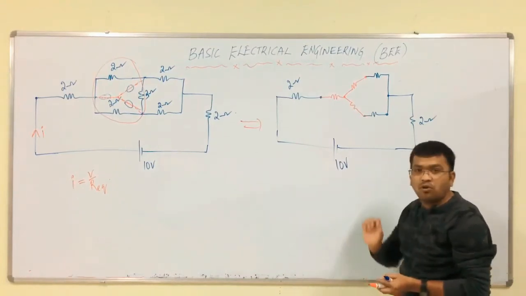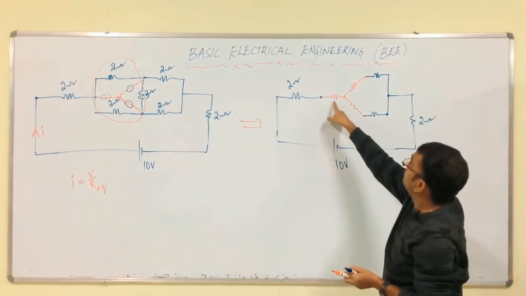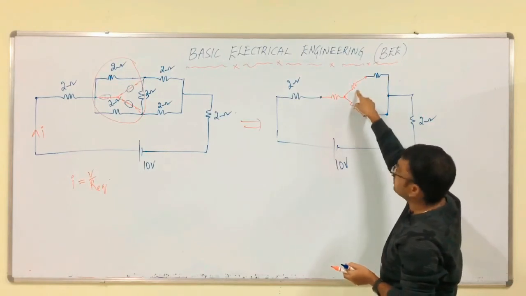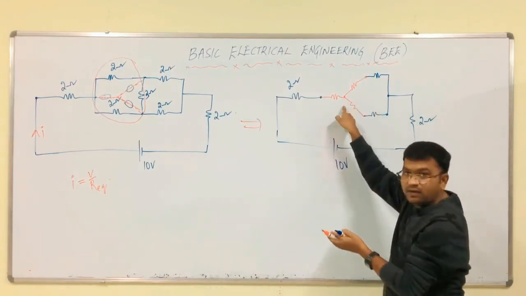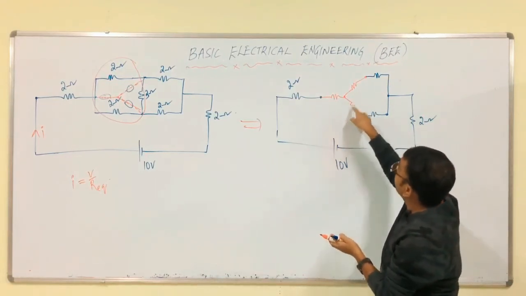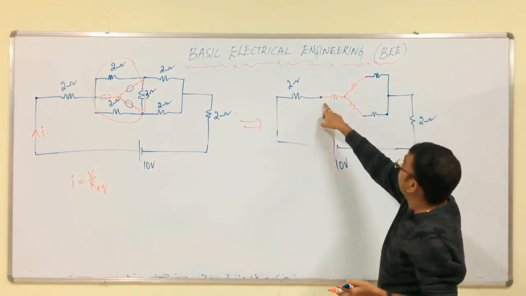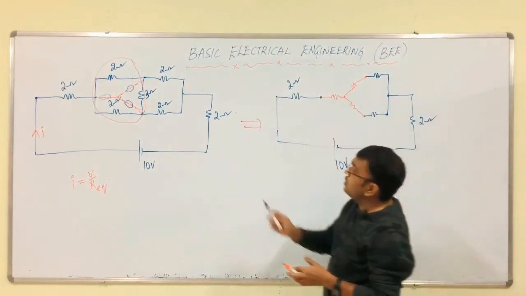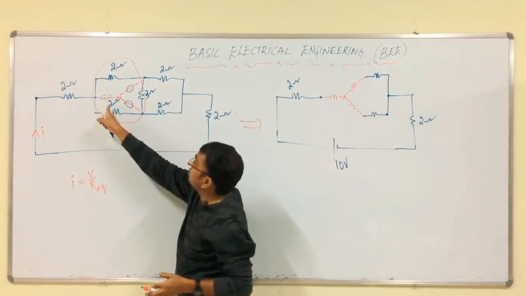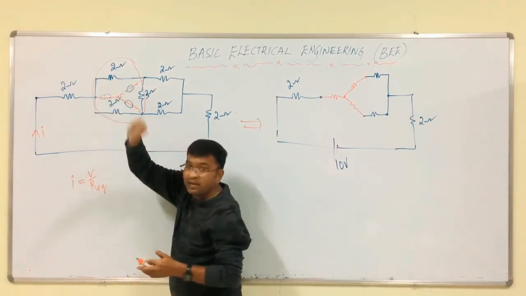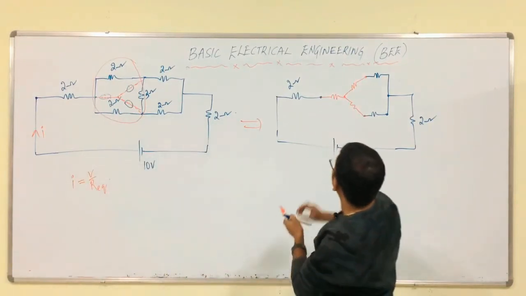Simply solve the problem. So, we have this branch, this branch, this branch. Previously it is delta, now it is star. Then we have to calculate the equivalent resistance between these two. So, to calculate this branch resistance, beside resistances are nothing but 2 and 2, no. So, 2 into 2 by total resistance.